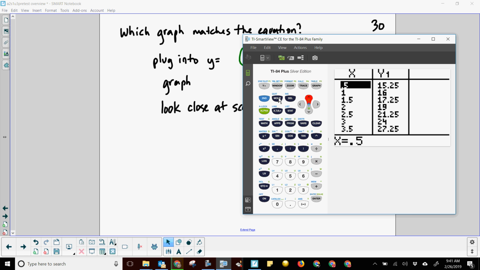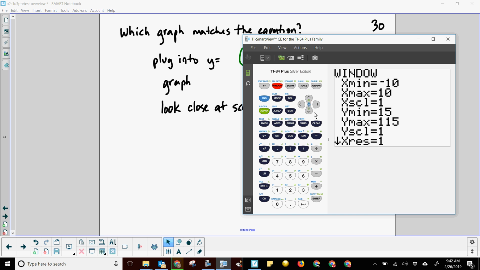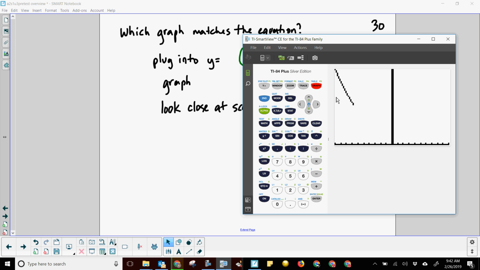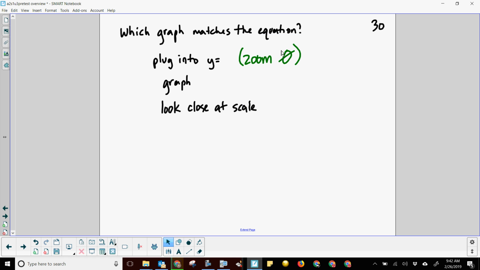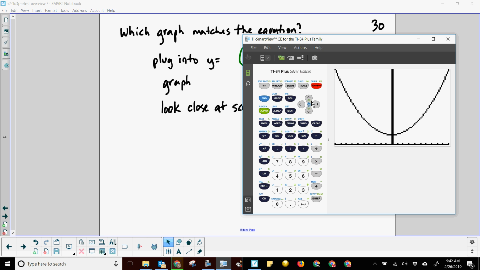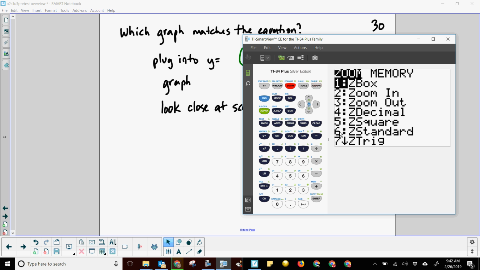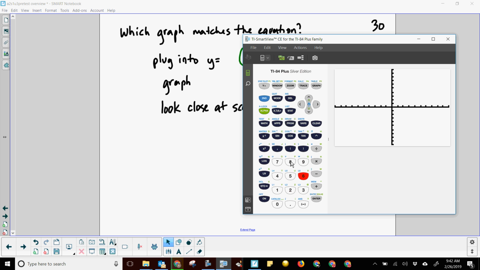And if you're wondering why the table doesn't show you, you can hit the window button and it'll say we made the minimum 15. Well, if you want to make the minimum 0, then it'll actually show you what's happening. So now you can see this is a solid line for the x-intercept, and the other one was not. So just plug it in your graph, zoom 0, and whenever you're ready to go back to the 10 by 10, Zoom 6, Zoom Standard, will get you back to 10 by 10.